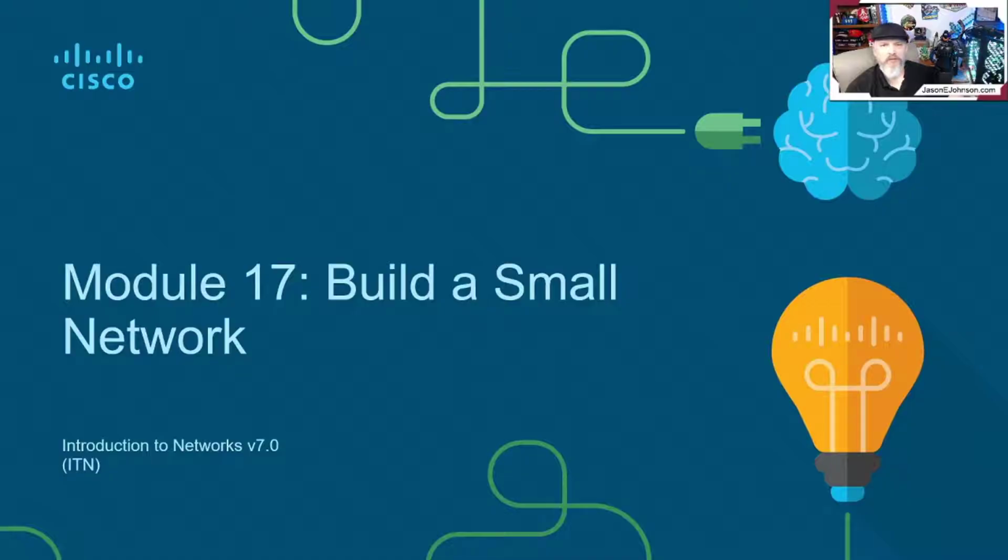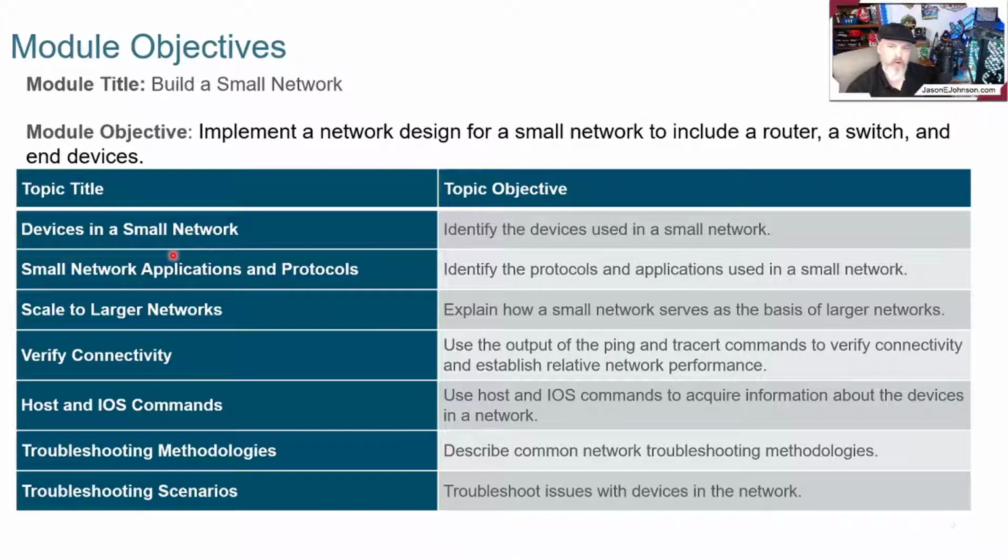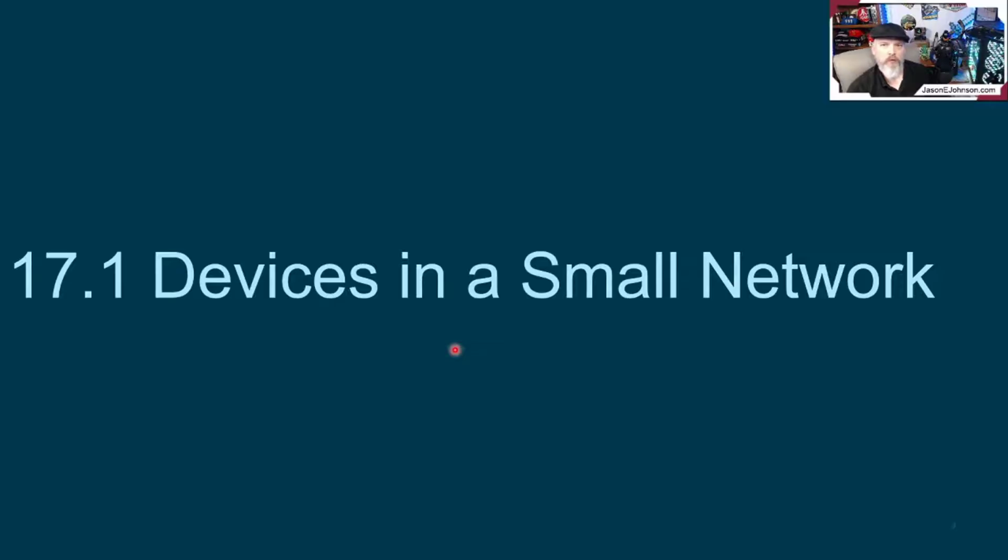This is Module 17, Build a Small Network, and this is the last module in this course. In Module 17, we're going to look at devices in a small network, applications and protocols, scaling to a larger network, verifying connectivity, hosting and IOS commands, troubleshooting methodologies, and troubleshooting scenarios. Devices in a small network.